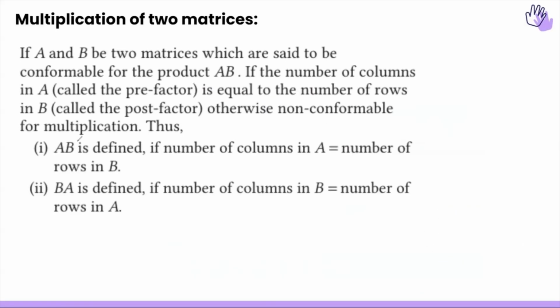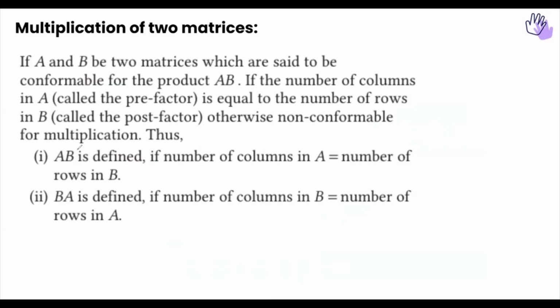So coming to the topic of multiplication of two matrices. If A and B are two matrices, they are said to be conformable. Conformable in the sense that they are in a position to multiply, or we can multiply them for the product AB, if the number of columns in A, that is called the prefactor, is equal to the number of rows in B, that is called the postfactor. Otherwise, they are non-conformable for multiplication. That means the multiplication cannot be done between those two particular matrices.